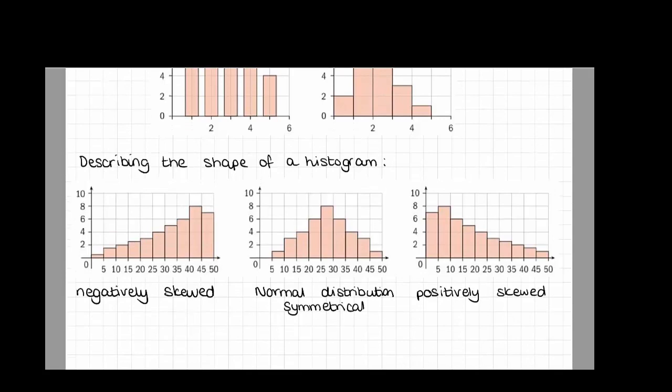With the first graph here, we call it negatively skewed, and that's because most of the data is grouped towards the right hand side. The middle graph we say is symmetrical, or it has a normal distribution, because it is symmetrical around the middle, and the third graph we call positively skewed because all the data is grouped towards the left hand side.